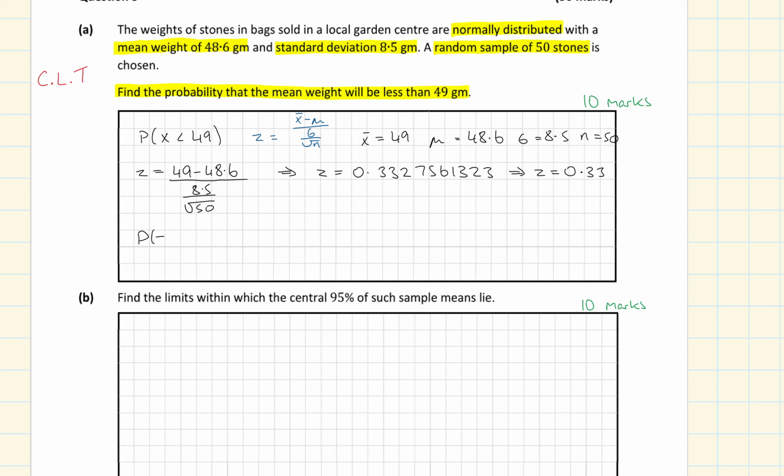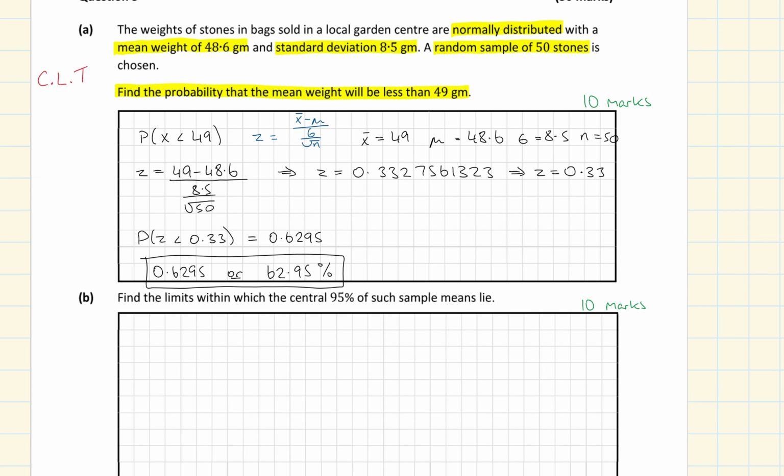So we're looking for the probability that z is less than 0.33. We go to our log tables and we get 0.6295. So our answer there at the end is 0.6295 or 62.95%. Okay, that's part 1 answered for 10 marks.